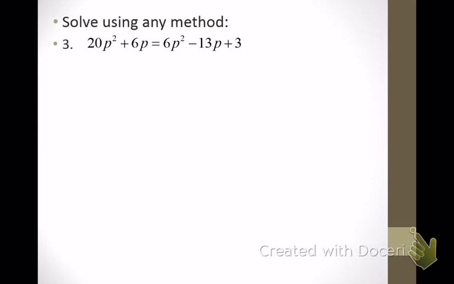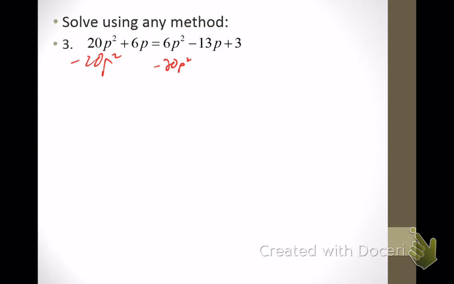Again, the thought process here needs to be very systematic, right? First thing we've got to do is get this thing equal to 0. And in order to do that, you might think you want to subtract 20p squared and 6p to move those over here to get it equal to 0. But if you do that, I want you to pay attention to this.